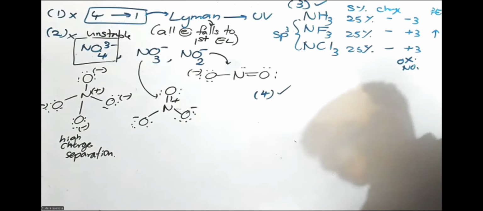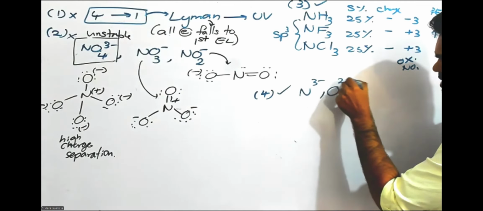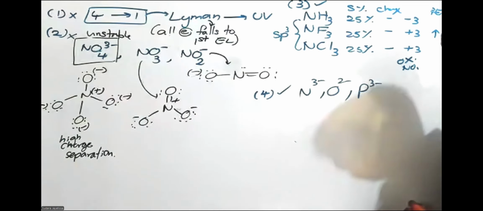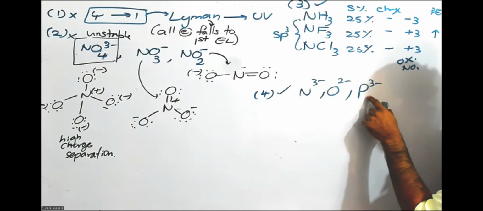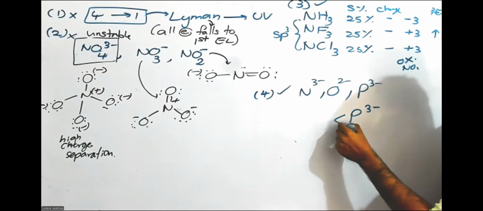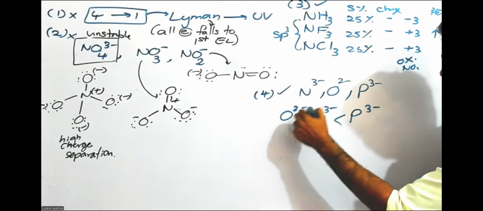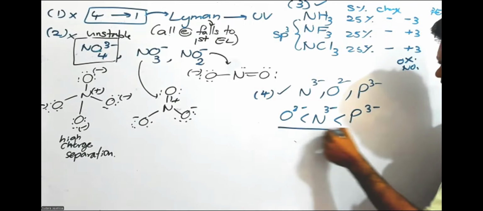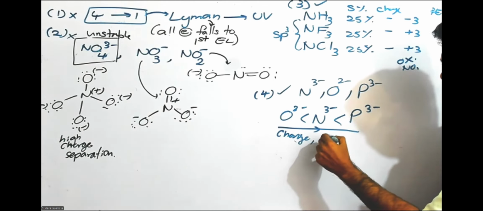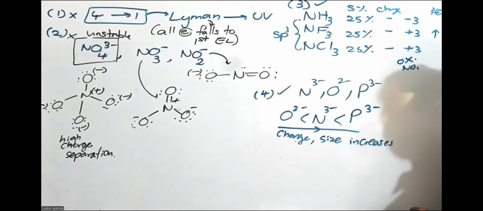From these three ions, N3 minus, O2 minus, and P3 minus, the largest size and largest charge is for P3 minus. So P3 minus polarizability will be the highest. Then N3 minus and O2 minus. O2 minus is small and has low charge. In this direction you can see charge and size increase. When charge and size increase, polarizability gets higher.